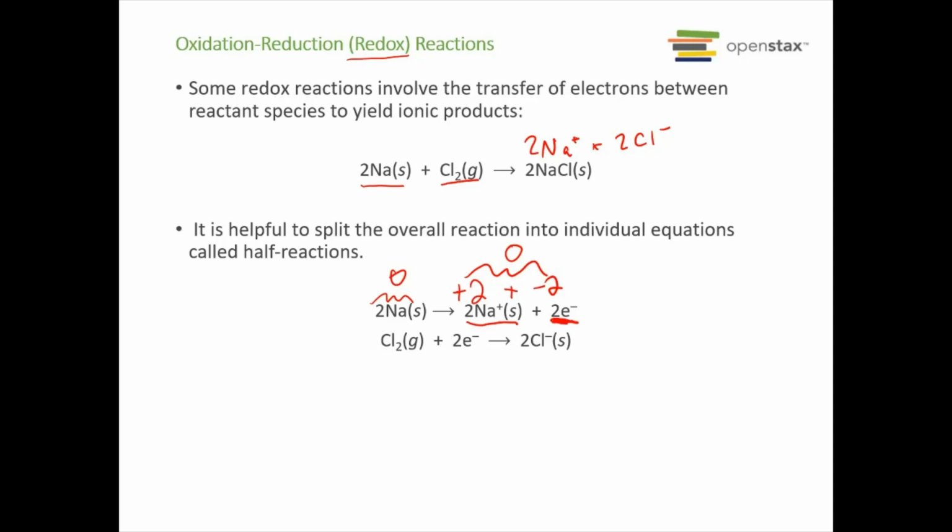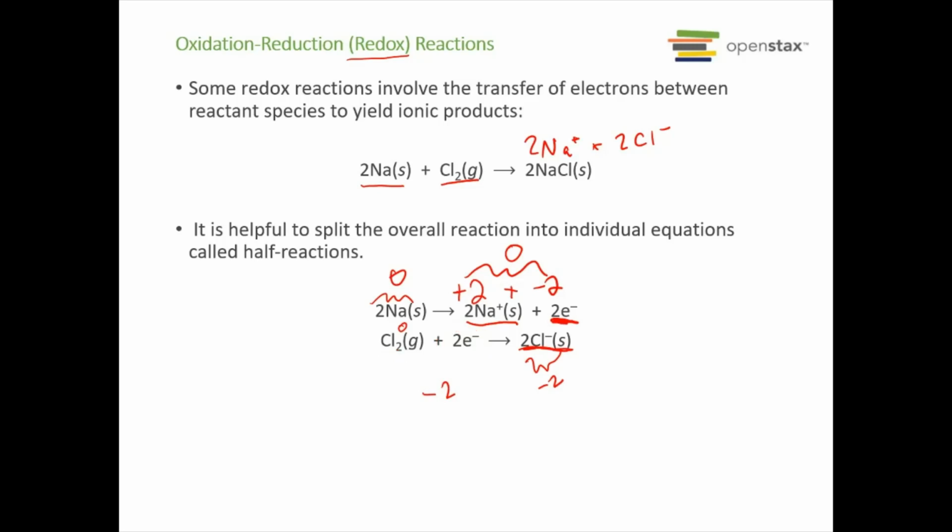And then we also have chlorine gas. This is just 0. There's no charge on this chlorine here. But it's becoming 2 negative 1 chlorine ions. So that's a total of negative 2 charge. I can't add 2 positive electrons. There's no such thing. Don't come at me, physics people. But I can take 2 electrons and put them on this reactant side with the chlorine, and that gives me a total of negative 2 charge on the left.